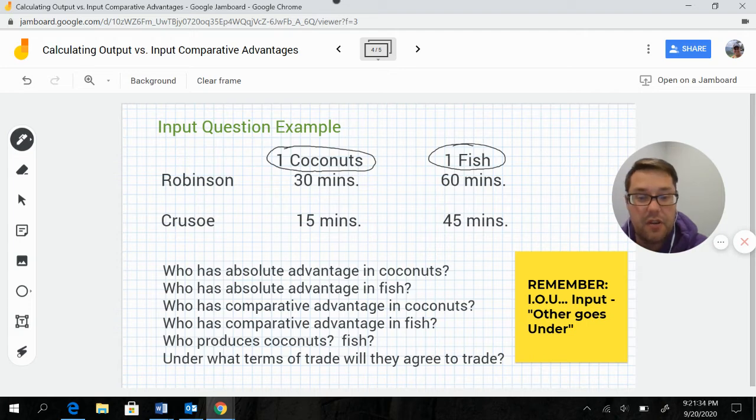And then down here our actual values are times, right? So what this is telling you is how long it takes each individual to produce or gather one coconut or catch one fish. So we know that this is an input question. So I'm going to point you down here because the opportunity cost when we try to calculate it is sort of flipped, right? So remember IOU, that is, in an input question, the other goes under. And that's exactly sort of opposite of what we did in the previous example, right? An output question.